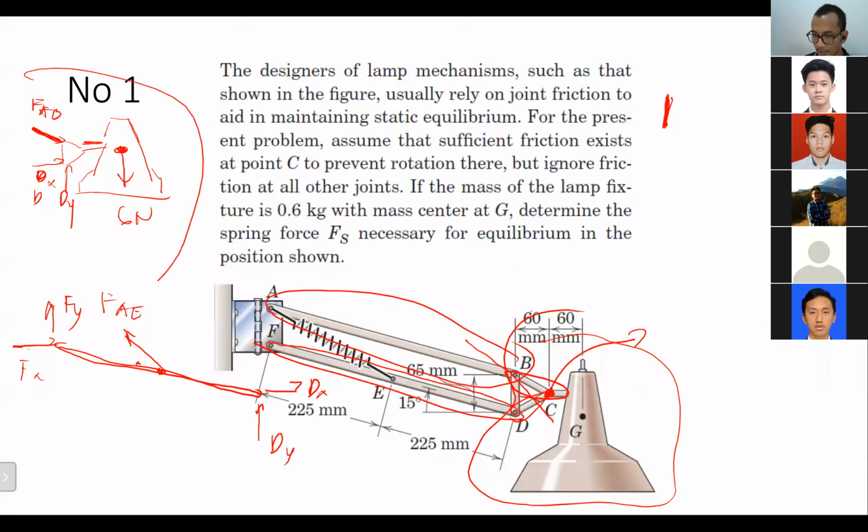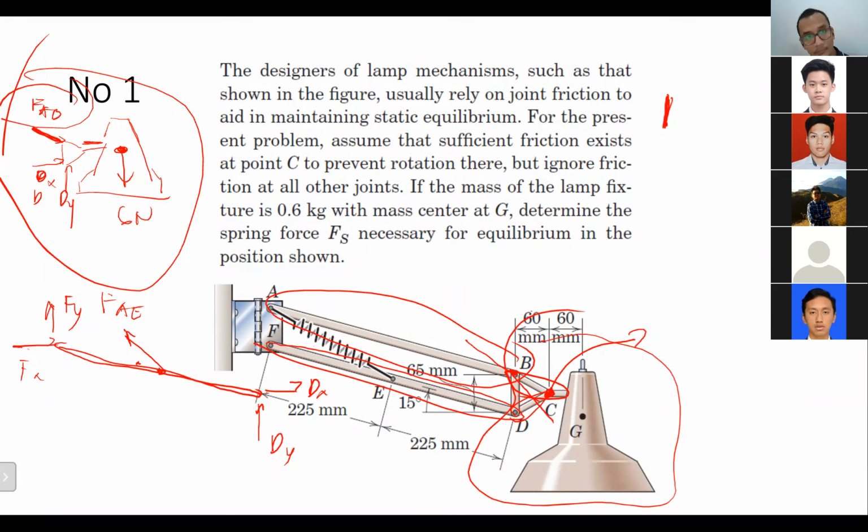This is the first free body diagram you can solve. You can use dx, dy, or you can use dx and dy accent. It's up to you. At point B, it's FAB, because AB is a two-force member, so you can just put FAB there. Oh, I see. So we don't consider point C, right?